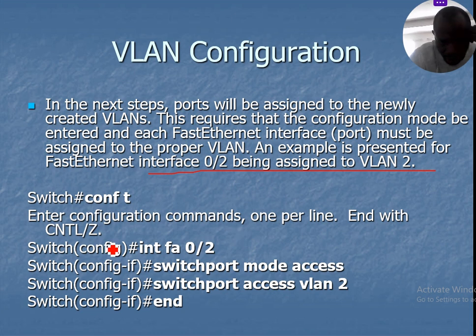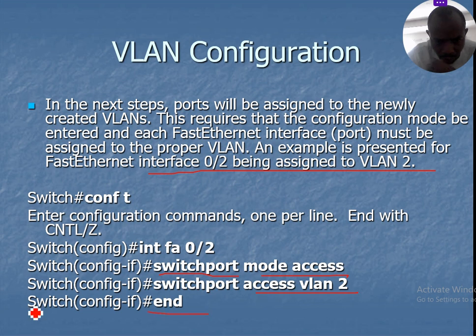and you end with Control-Z. Now you say switch config hashtag interface FastEthernet 0/2, then switch config interface hashtag switchport mode access, meaning the system should have access to the switch port. The next step is switch config interface hashtag switchport access VLAN 2. You are saying it should access VLAN 2.